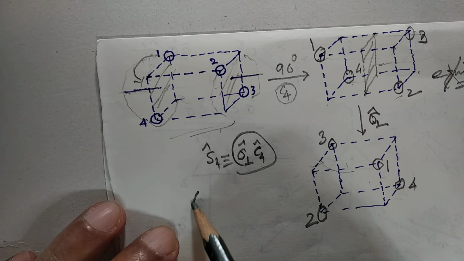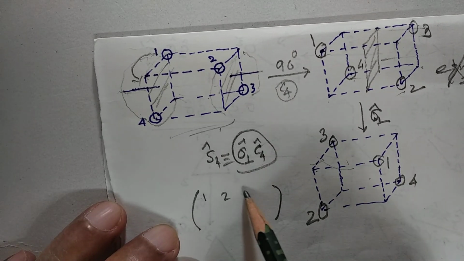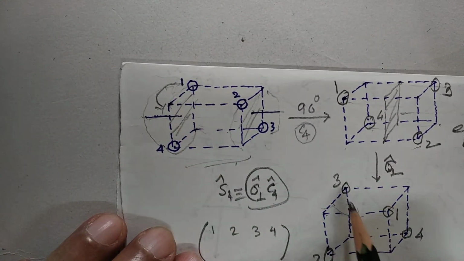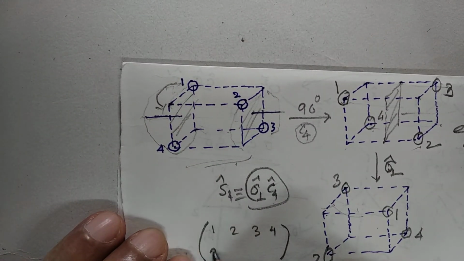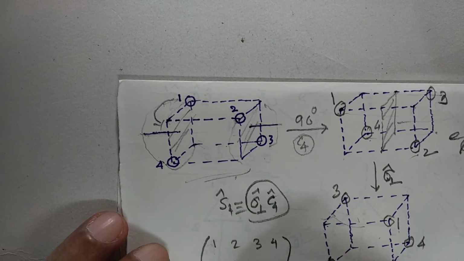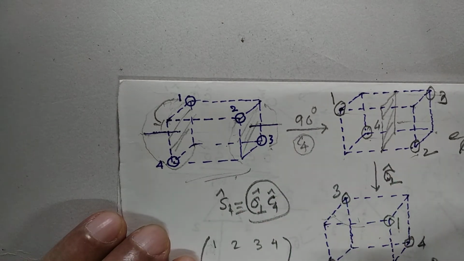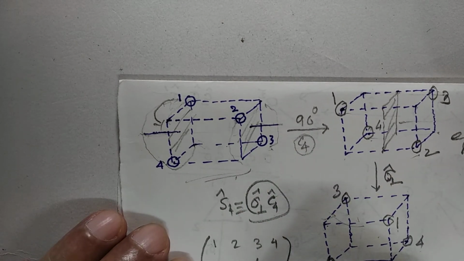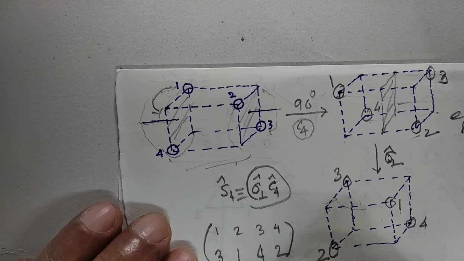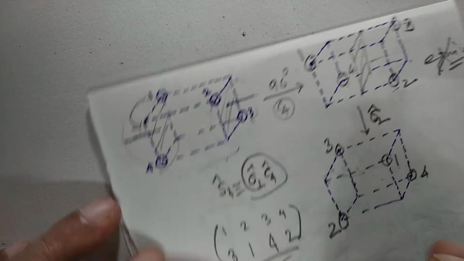And what is the permutational representation for this S4 operation? 1, 2, 3, 4. Then 1 goes to 3. 2 goes to 1. 3 goes to 4. And 4 goes to 2. So 3, 1, 4, 2. This is the permutational representation of S4.